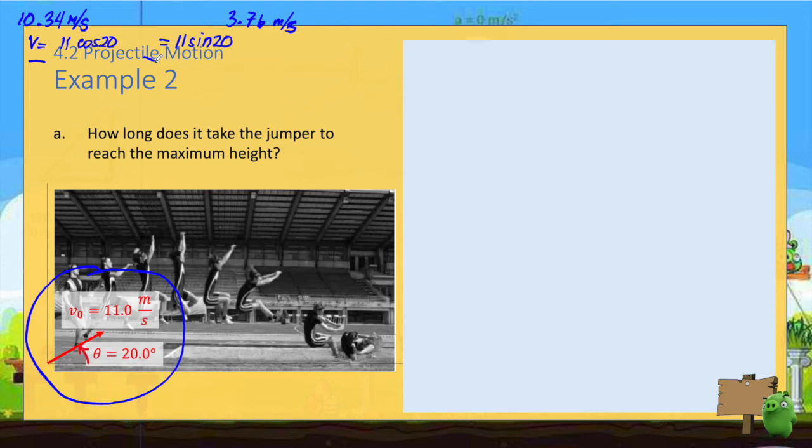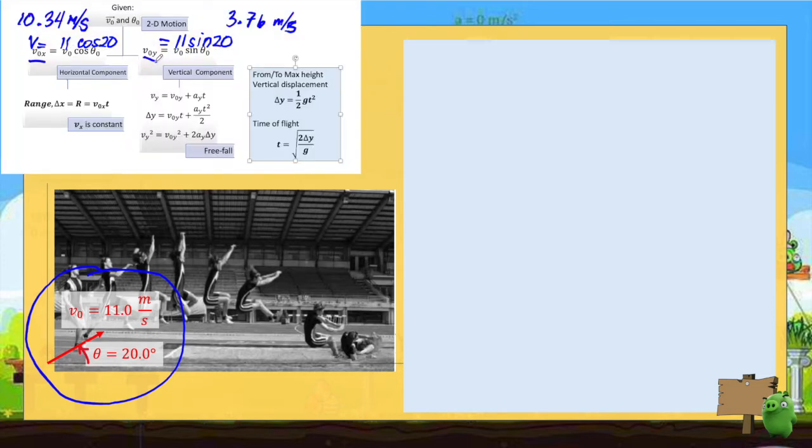Now the problem is asking how long does it take the jumper to reach the maximum height. So in that case, we have the following formulas. So let's check which is the most appropriate. We don't know any of the y's. We only know it's a maximum height, but the maximum height is not given. So we don't have this, we don't have this. We are left with this one. Now, let's check if all the given are present. Yes, this one is present.